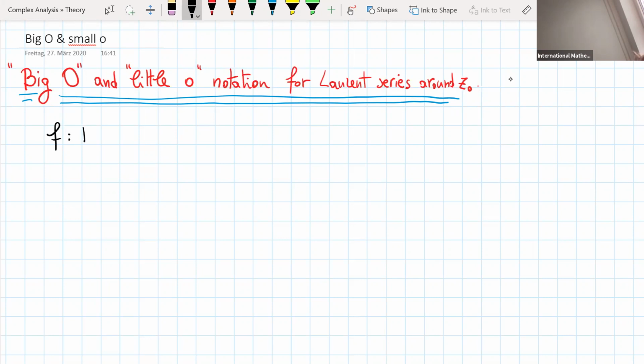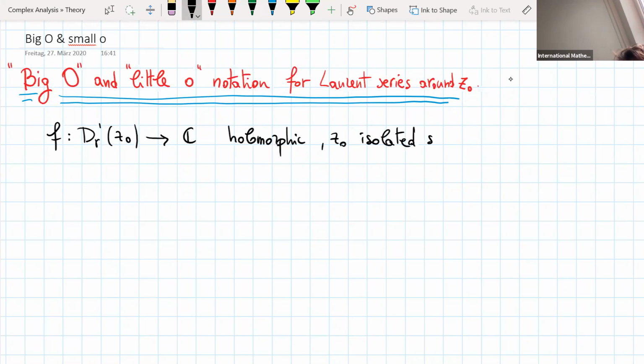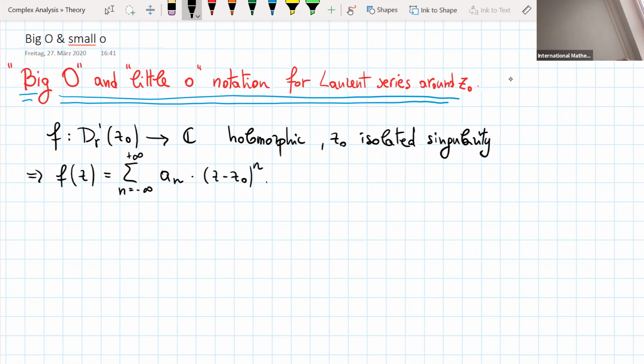We have a function f, which is holomorphic with an isolated singularity at z0. Then we know that f has a Laurent series, the sum for n going from minus infinity to plus infinity of a_n times (z minus z0) to the n. And now we want to give a name to a function f such that many of these coefficients a_n are zero, and more precisely, the coefficients with index smaller than some threshold.